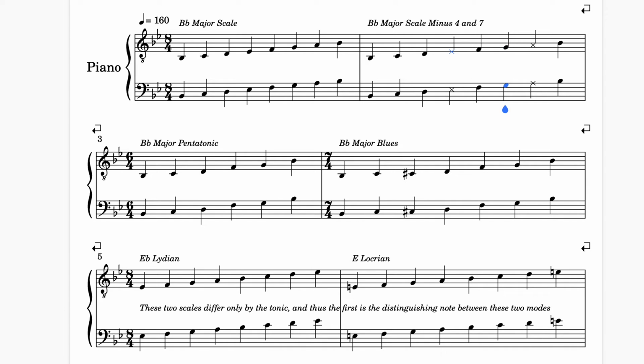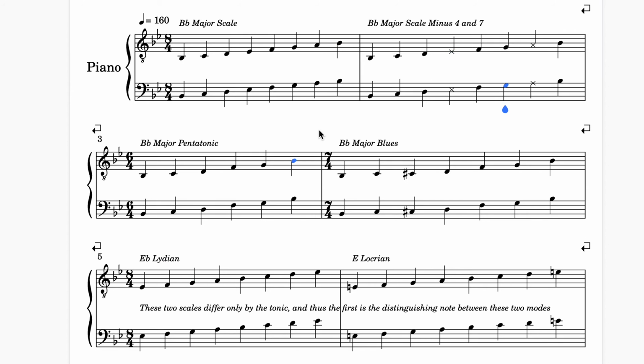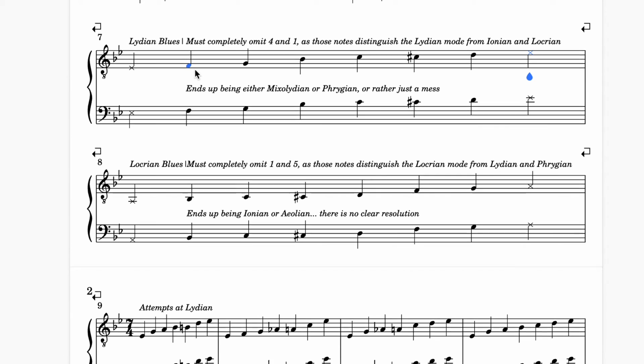And let me just go back to here. A Lydian blues, it would have to lack, well, it's already lacking the 4th, but it would also have to lack the E flat note in the key of B flat major. The E flat Lydian blues scale would have to lack an E flat, which is just absurd. I don't know how to get around it.